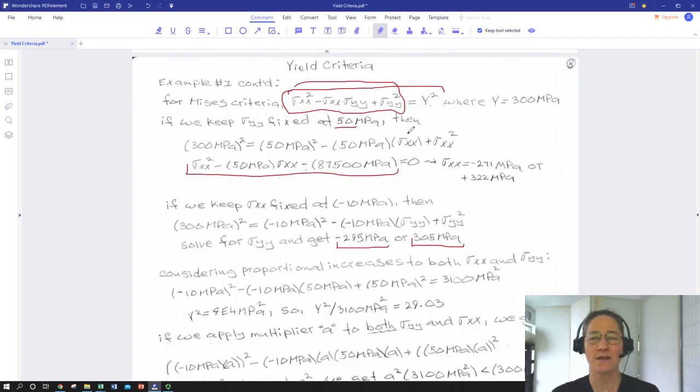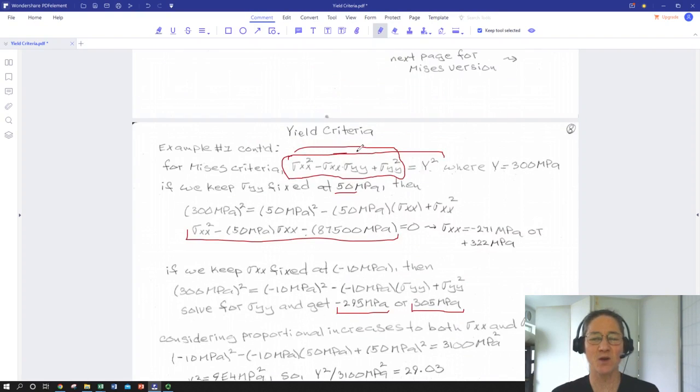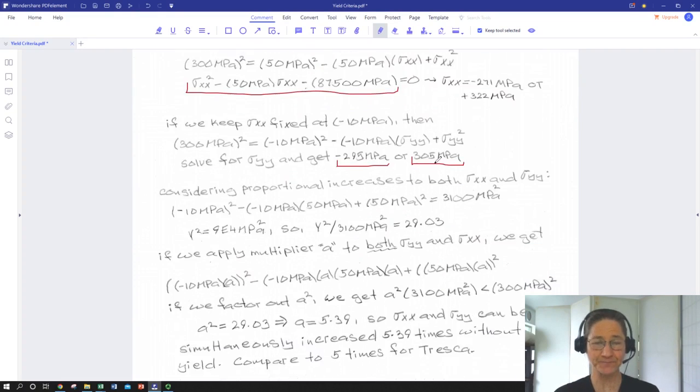So again, this is the most important part of this whole exercise, relating the applied stresses, which constitute your deviatoric strain energy, your J2, to some criteria that says if I have this value, I will yield. And in that case, we were able to relate a uniaxial test, using that Y value that we had measured.